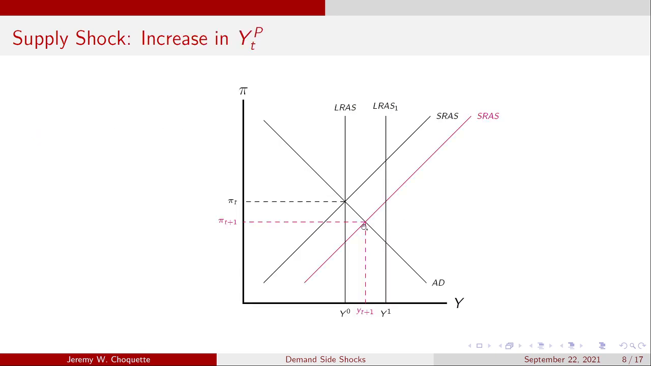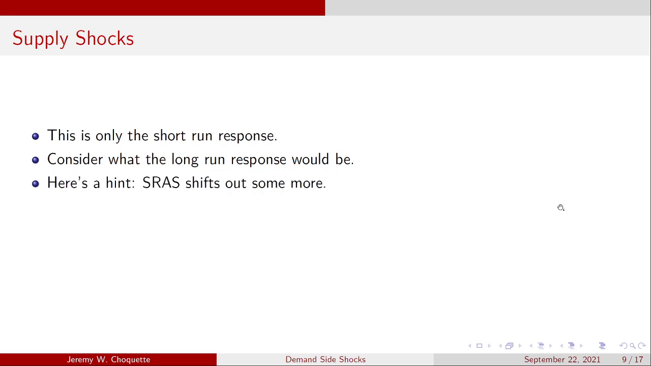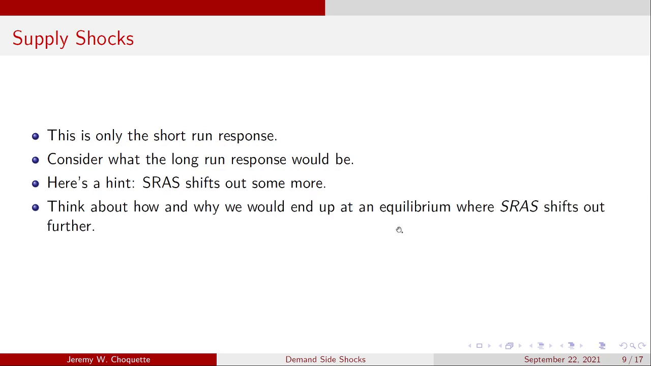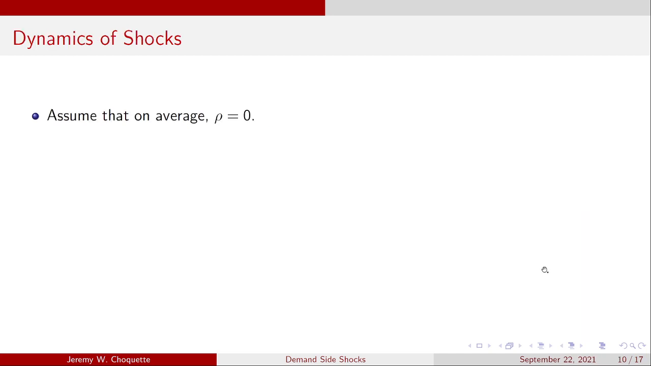So what you're seeing here is just a short run response. Now, think about what the long run response would be. I kind of already told you, but try to draw it out and see what it would look like. The hint I'll give you is exactly what I just told you: short run aggregate supply shifts out a little bit more. So think about how and why we would want to end up at an equilibrium where this curve shifts out more. It's on you to figure out as a test of your learning, although I've really given you a decent little bit of guidance so far.